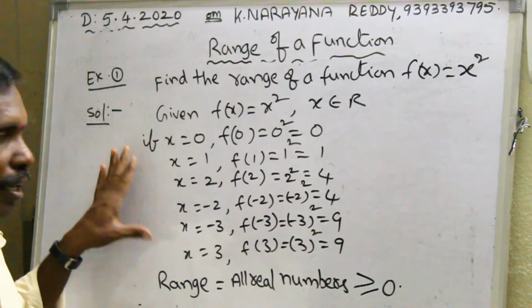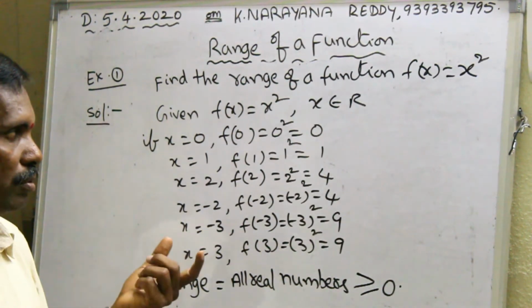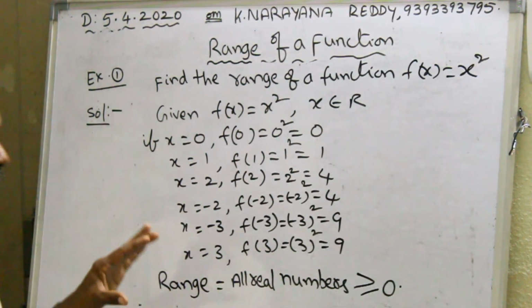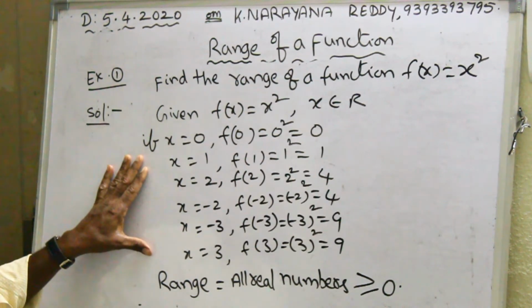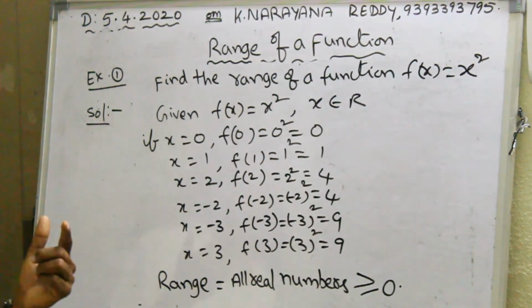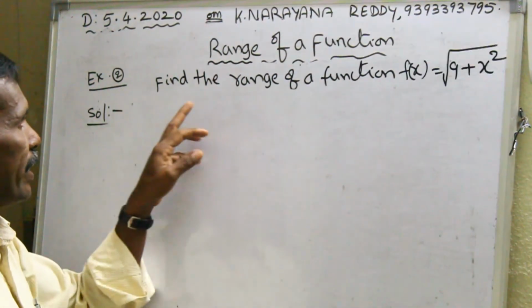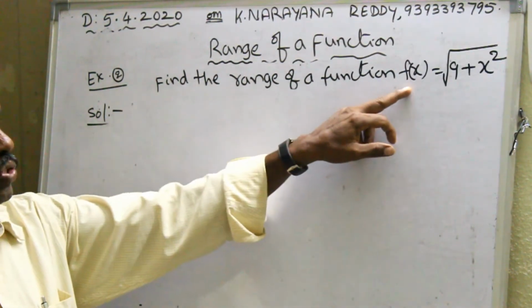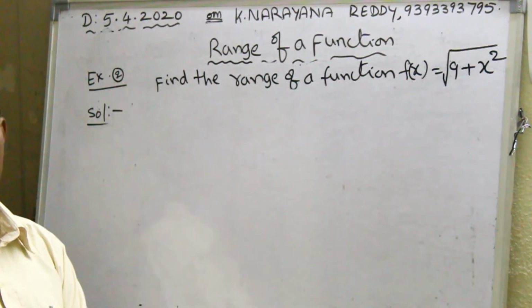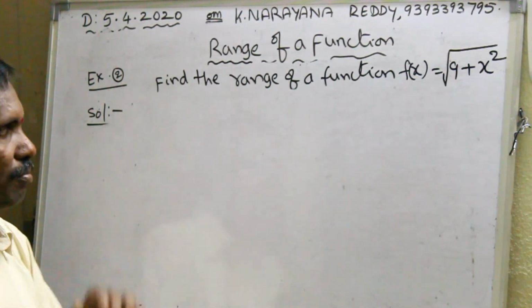This is one way, the substituting method. I will tell another way, with another example, of how to find the range of a function. Find the range of the function f of x equals root of 9 plus x square. Simple.